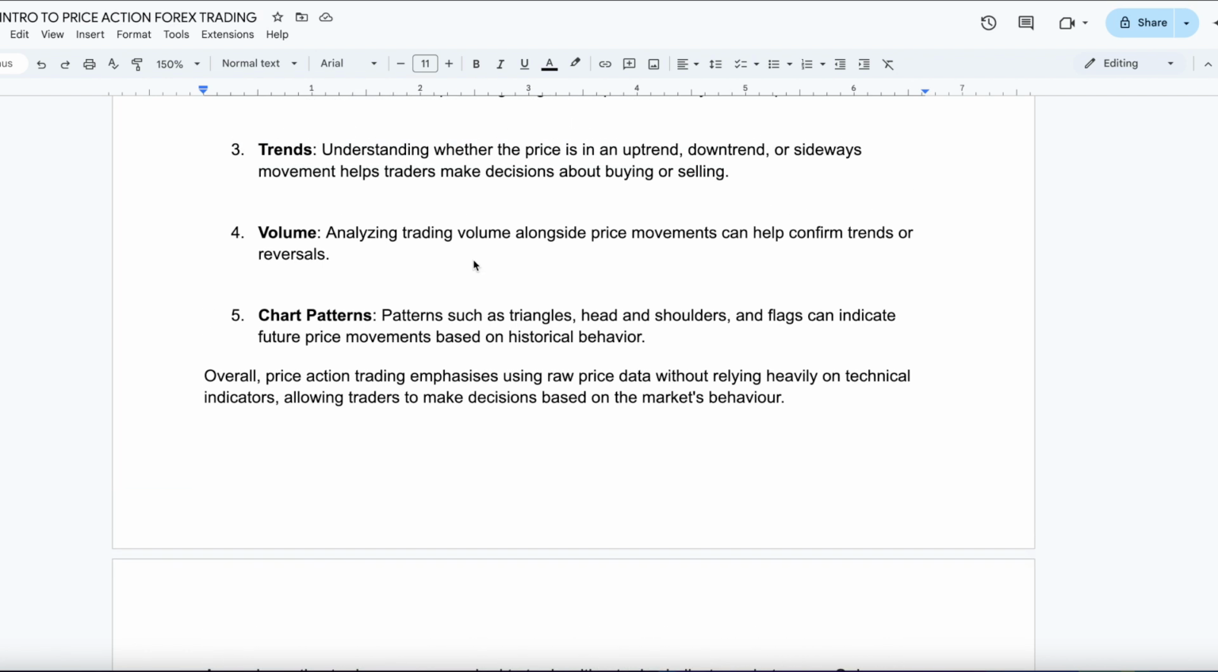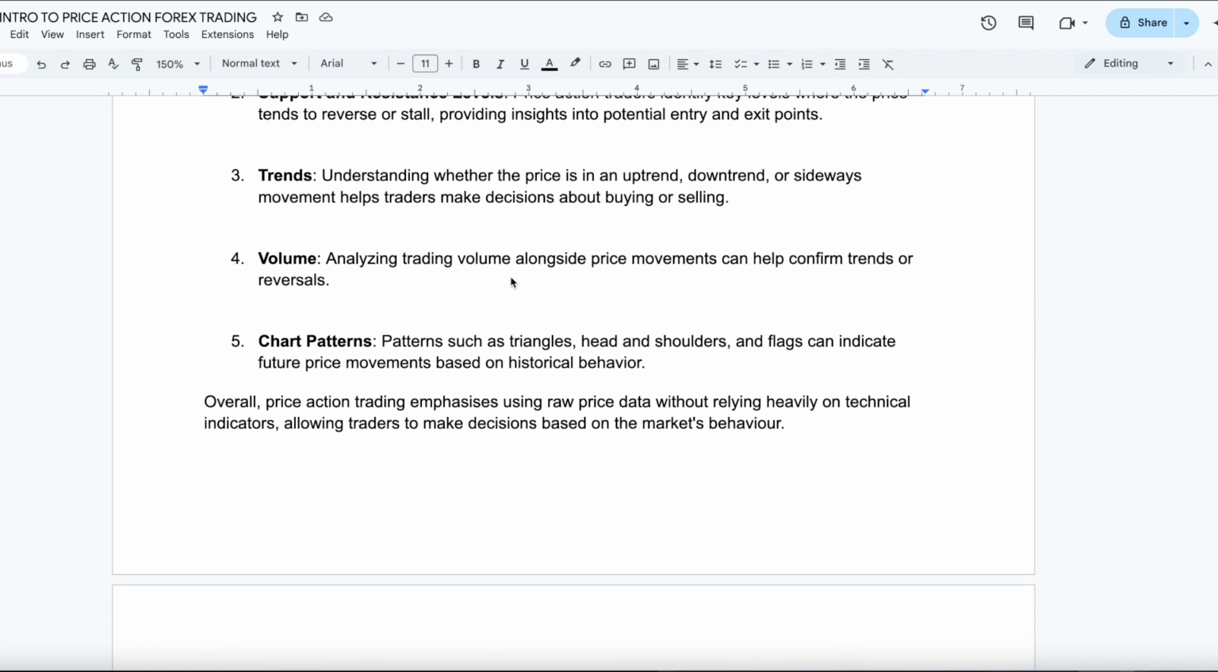And the last, the chart patterns, which are triangles, head and shoulders, flags, that indicate future price movement based on historical behavior, right? So overall, price action trading emphasizes using raw price data without relying heavily on technical indicators, allowing traders to make decisions based on the market behavior.